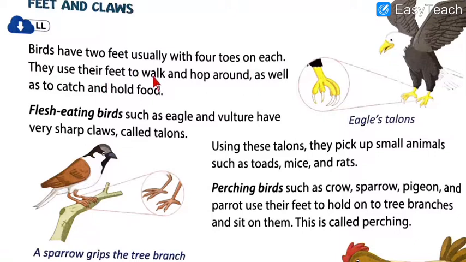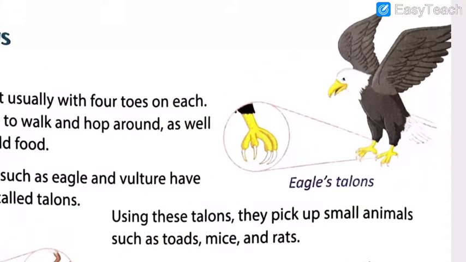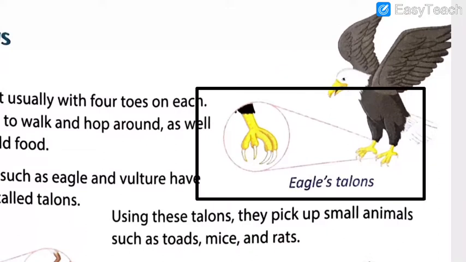They use their feet to walk and hop around, as well as to catch and hold food. Flesh eating birds such as eagle and vulture have very sharp claws called talons. Now, if you can see in the picture, a labeled diagram is given of an eagle having talons. The strong and sharp pointed claws of the eagle or the vulture are called talons.